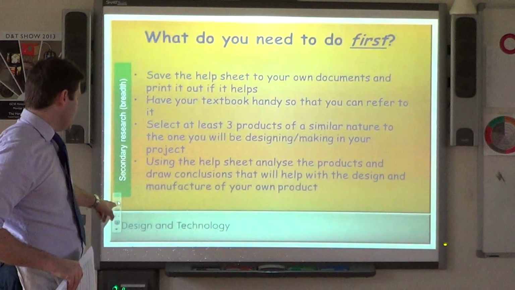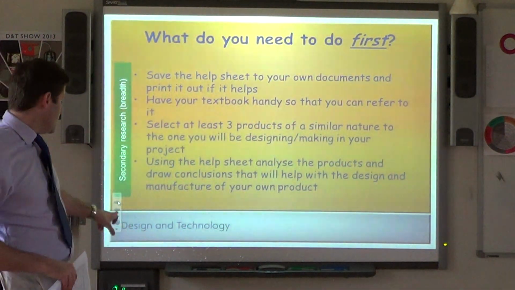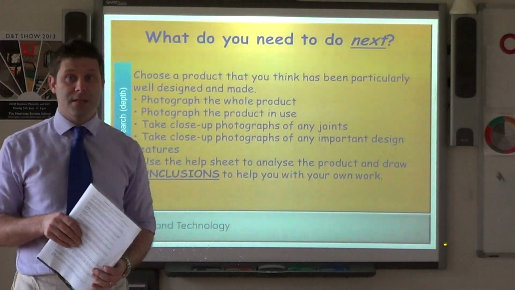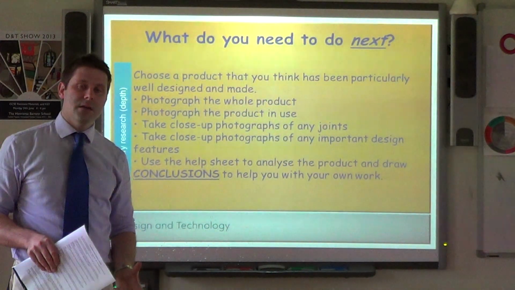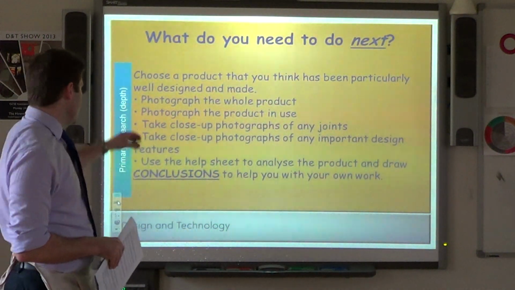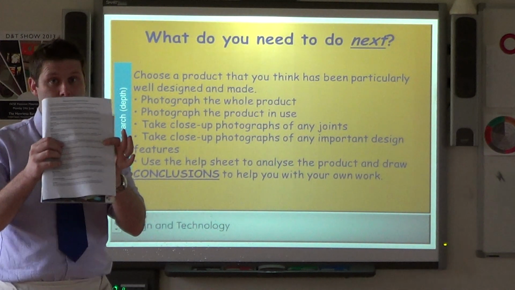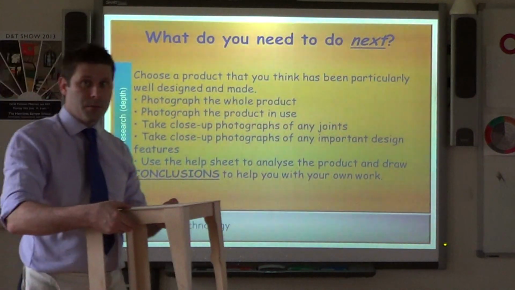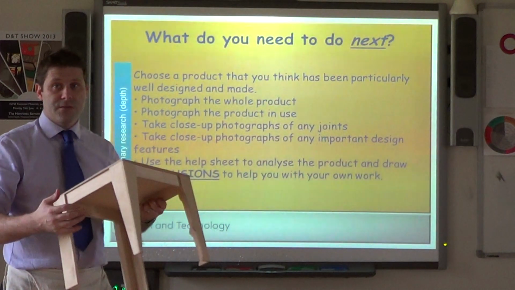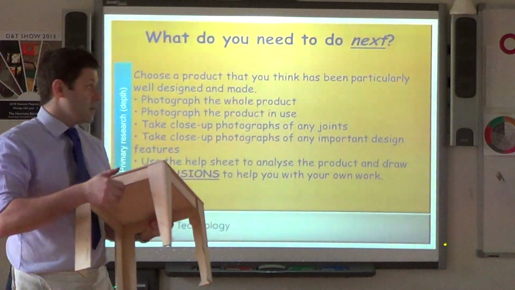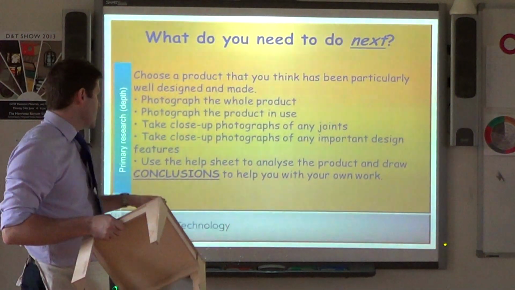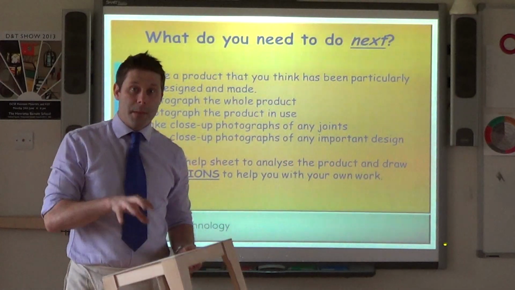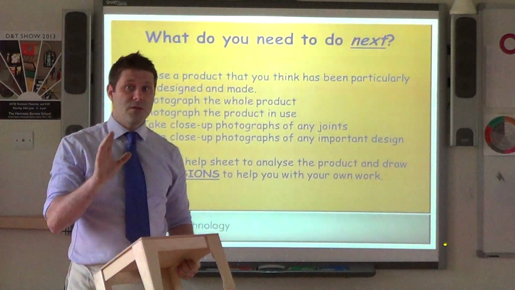Okay, so once you've done that, once you've looked at 3 secondary products, what I would like you to do is choose a product that you think has been particularly well designed and look at it in detail. So this is where you're going to get the depth of information. Okay. What I'd like you to do, again using your help sheet, this is where you're going to get far more information. I'd like you to take photographs. So for example, if this was a children's stool, you take a photograph of the entire thing, and then you take photographs of details. So the joining mechanisms. You're going to take close-ups of any joints, close-ups of any important design features, and then you're going to use the help sheet to help you draw conclusions about that product that's going to help you later on. Okay, very, very important.